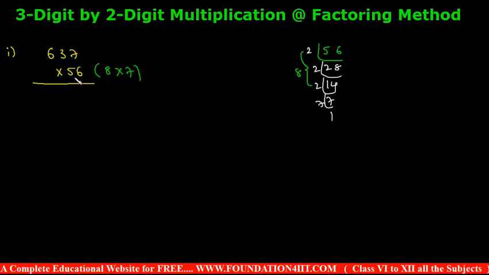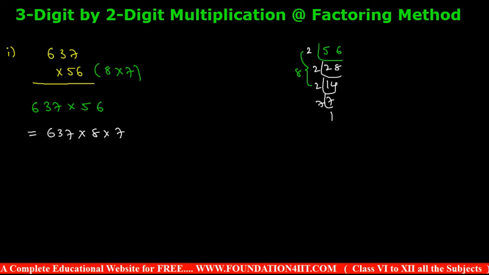If any number is given that you should multiply with a 2-digit number, make it into a product of two single digit numbers. Instead, you could write 14 into 4, which is also 56, but 14 is again a 2-digit number, right? So make it into a product of two single digits. Now we can multiply 637 into 56, which is nothing but 637 into 8 into 7.